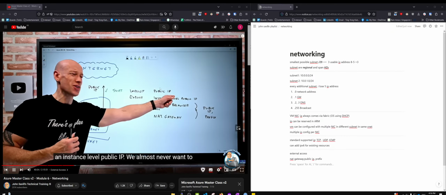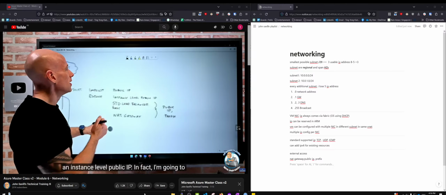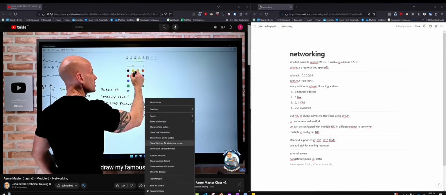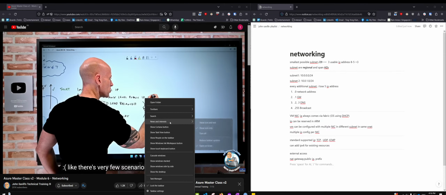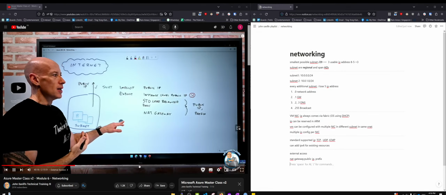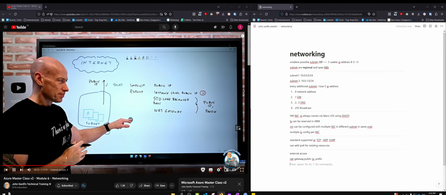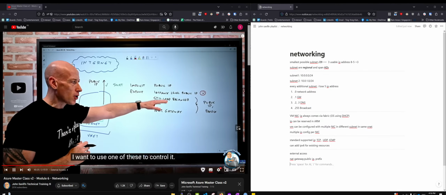We almost never want to do this, by the way. Almost never do I want an instance level public IP. In fact, I'm going to draw my famous frowny face. There are very few scenarios where I ever want an instance level public IP, and we'll talk more about that later on. But that's just not a great thing to do. Really, I want to use one of these to control it.